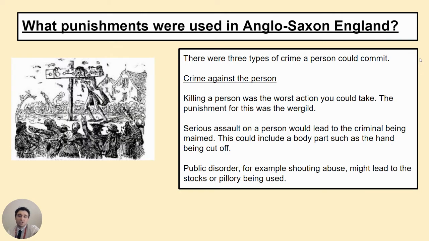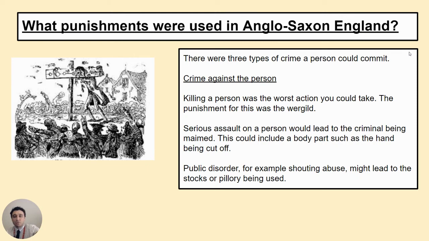And the last one is a crime against a person. So here, the worst thing you could do is killing a person. And we've seen this already. The punishment was the wergild. A crippling fine was given to you to pay. Serious assault on a person, really beating them up, would lead to you being maimed. This could mean, for example, a hand being cut off.